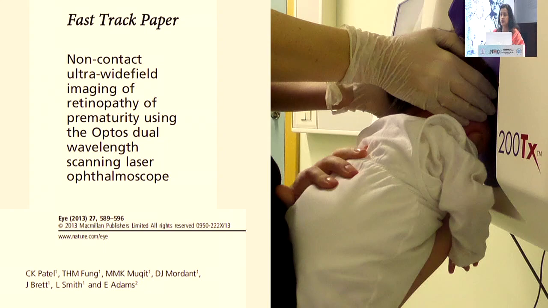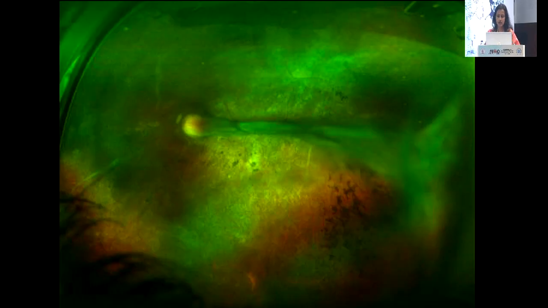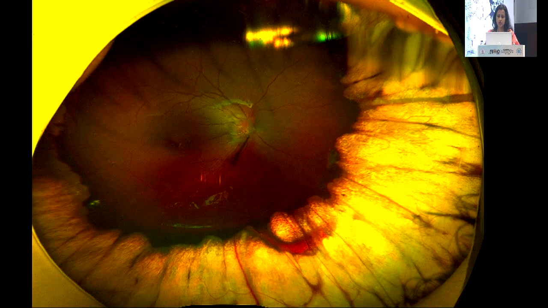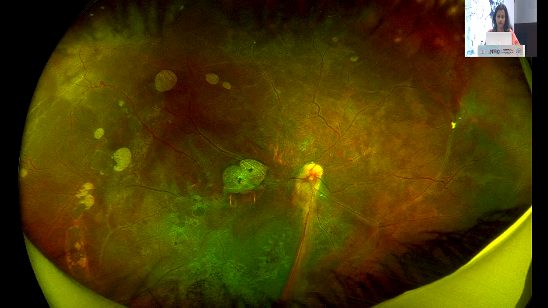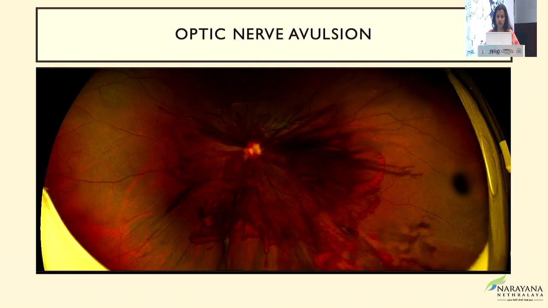So this was the first ever paper that used the flying baby position to show that Optos can actually help us image even infants. And Dr. Jalali is going to show us how much more she's been able to do with this device now. This is the first ever, and now we have much more advanced devices. And these are some of the other pediatric conditions that we were able to image. And this is some congenital anomaly that we saw in a pediatric patient. Some more here. So this is some interesting optic nerve avulsion.